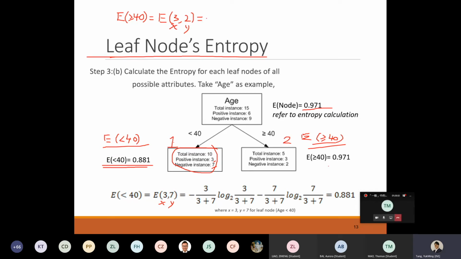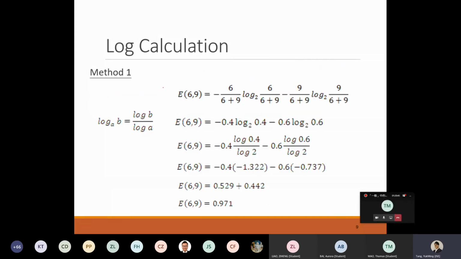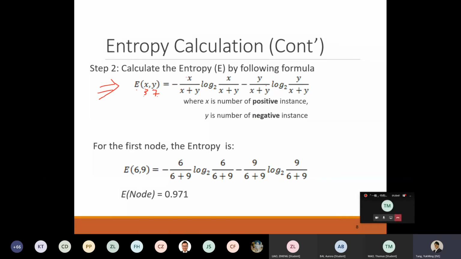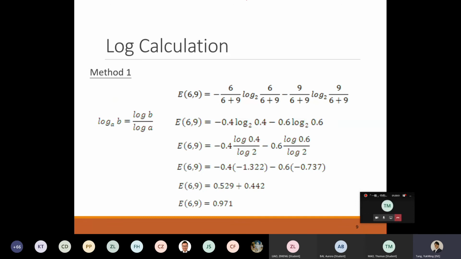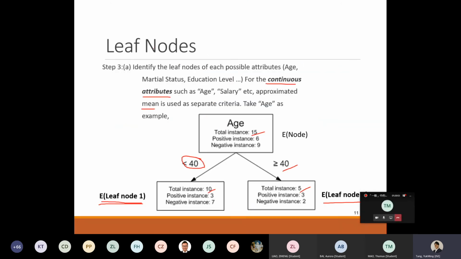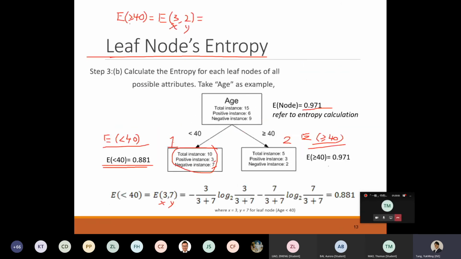Maybe I would like to give you 3 minutes to calculate the answer for this one, E(3,2), by using this equation. Now I'd like to give you 3 minutes to calculate the result for the entropy of customers larger than or equal to 40. Please let me know the answer after you finish.